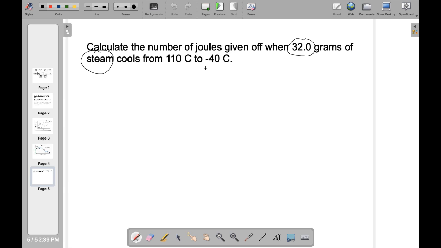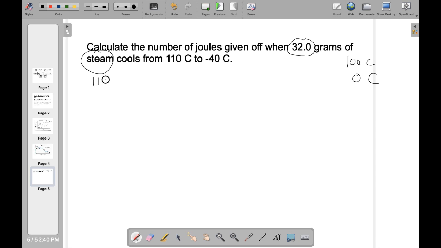Now, first of all, we have to realize the boiling point of water is 100 degrees and the melting point is 0. Or I could say the condensation point and the freezing point. So what I'm going to have to do is calculate 5 different steps.